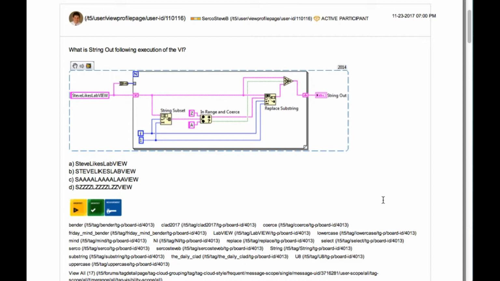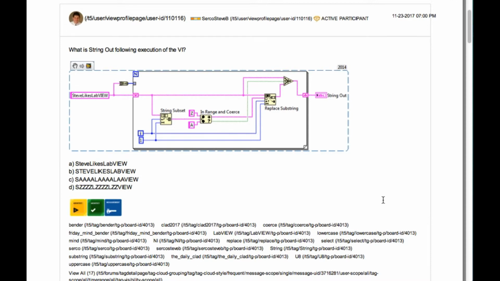If you look very carefully, this code includes the string subset in range to coerce and then replace substring. So the character in the string is being compared between capital A and capital Z. So any alphabetical character that is outside A and Z is going to be forced into capital A and capital Z.